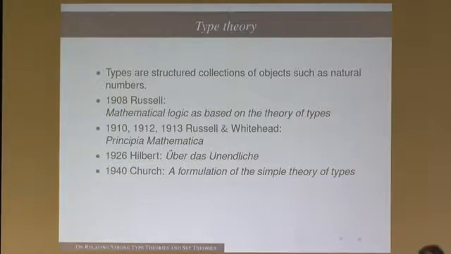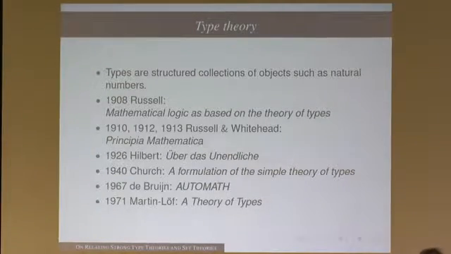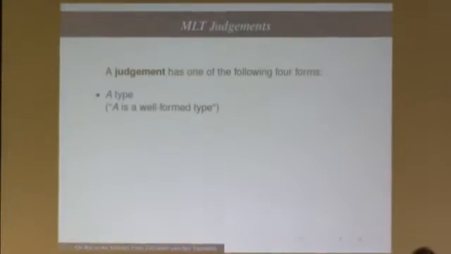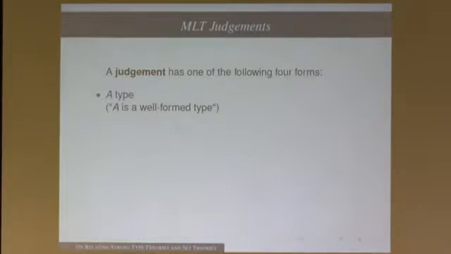And there's Church, the formulation of simple type theory, and De Bruijn, Automath, and then beginning with the early 70s, Per Martin-Löf developed a theory of types. Okay, so this is just history. So focusing on Martin-Löf type theory, he has a notion of judgment, and there are 4 kinds of them.